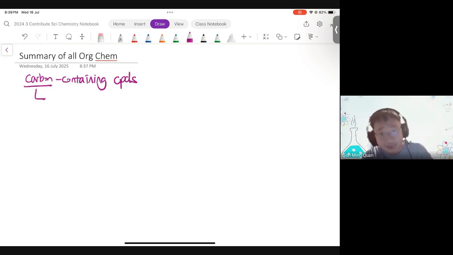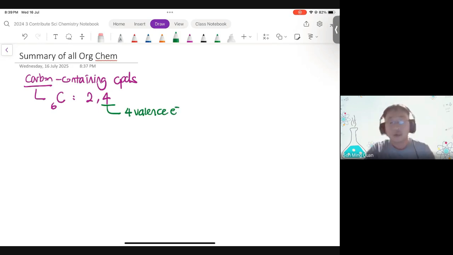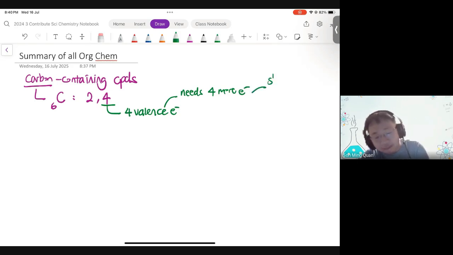And carbon is a fantastic element because carbon has an electronic configuration of 2,4. This means that carbon has 4 valence electrons, which is to be expected because carbon is from group 14 of the periodic table. Now, because carbon has 4 valence electrons, it requires 4 more electrons to achieve a fully filled outermost shell. And hence, carbon will always share 4 electrons, and hence it forms 4 bonds.